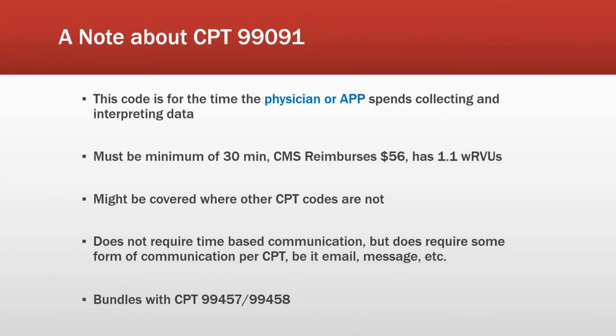Here is a note about CPT code 99091, the physician or APP interpretation code that you can bill monthly. So this is, again, for physicians or APPs only. It's the amount of time they spend collecting and interpreting the data. So this is really where the physician work comes into play when you're looking at these monitoring codes. It must be a minimum of 30 minutes a month. CMS reimburses $56 and it has 1.1 RVUs.